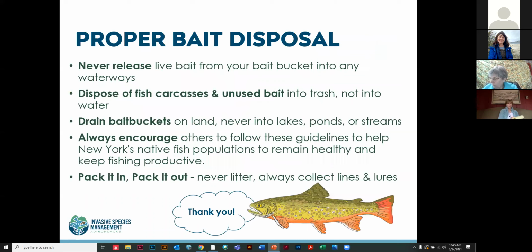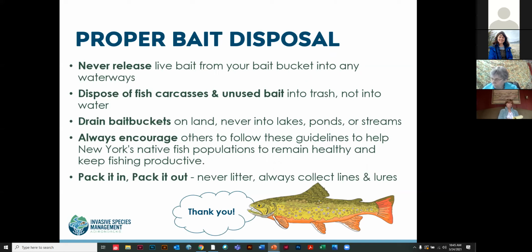So, avoiding live bait fish in different types of waters, depending on what exists there, avoiding invasive jumping worms, avoiding rusty crayfish, reporting both of those species, and carrying your certified bait receipt are really important. And then also, so is proper bait disposal. Never release live bait from your bait bucket into any waterway. Dispose of that if you must onto land.